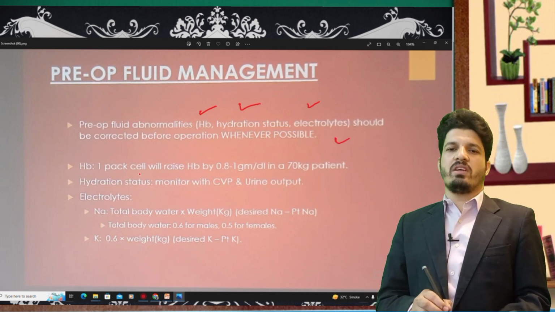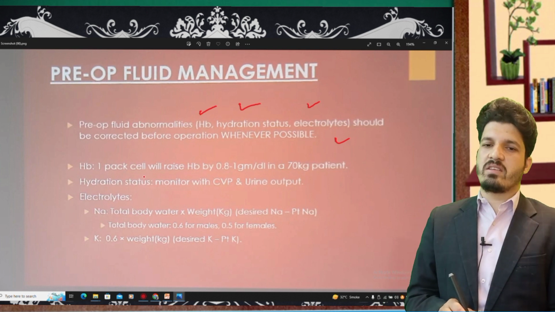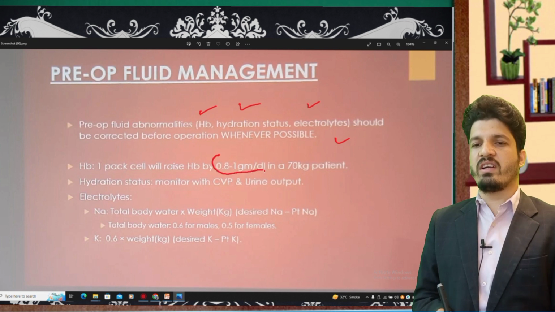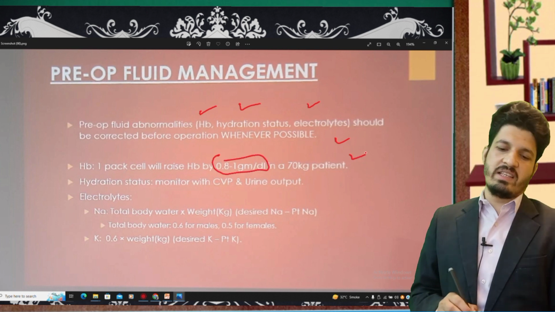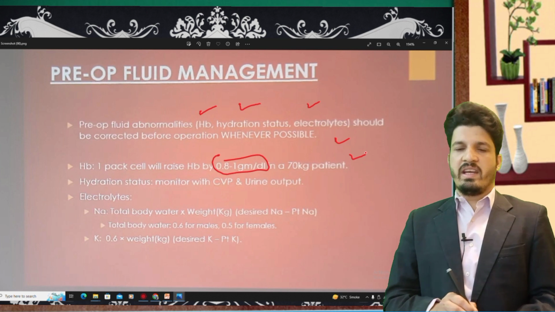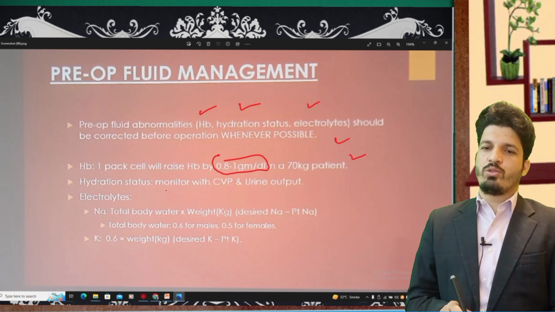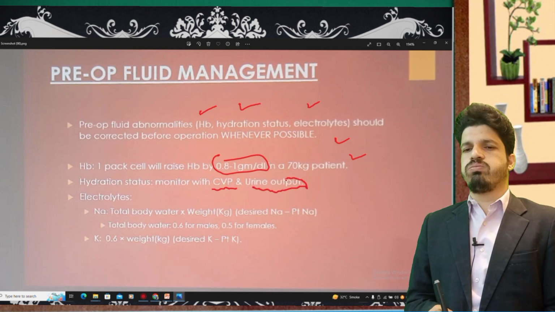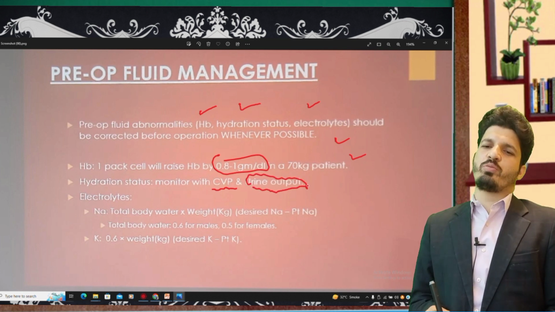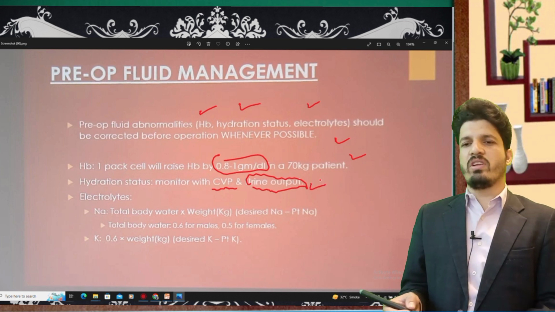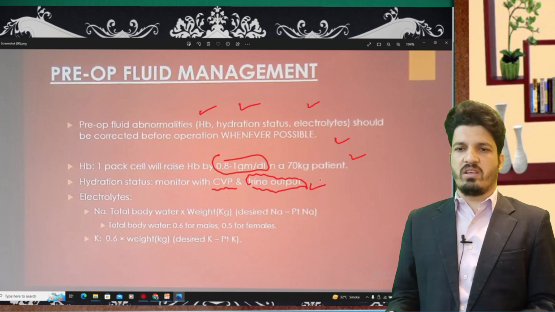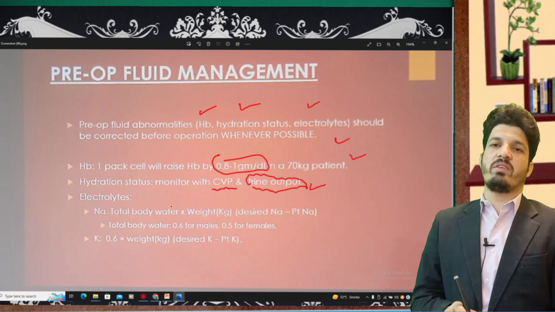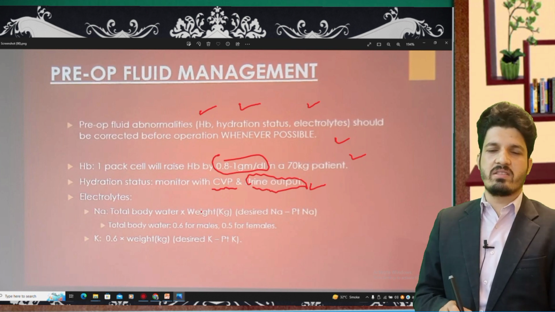In case of the HB, if you are transfusing packed cells, it will raise the HB by 0.8 to 1 gram per dL in a 70 kg patient. The hydration status you will monitor with the CVP, that's the accurate method. Another method is the urine output. You will put in a Foley's catheter and monitor the urine output hourly. In case of electrolytes, you will use the same formula which I discussed in the previous slides.